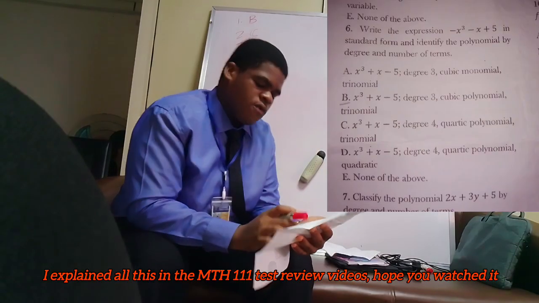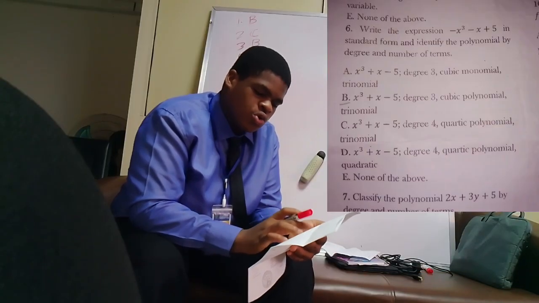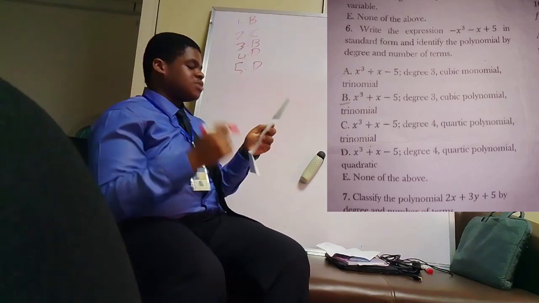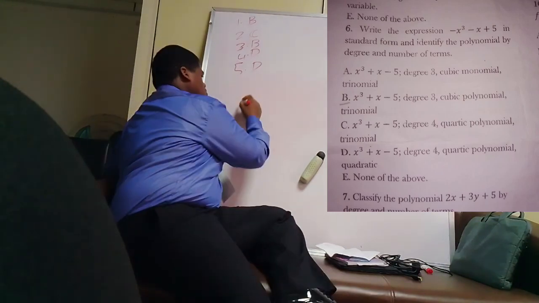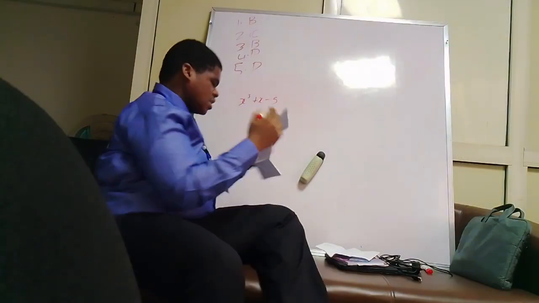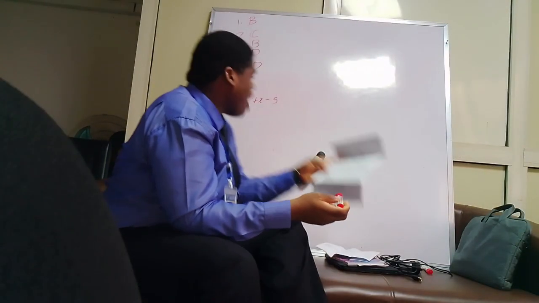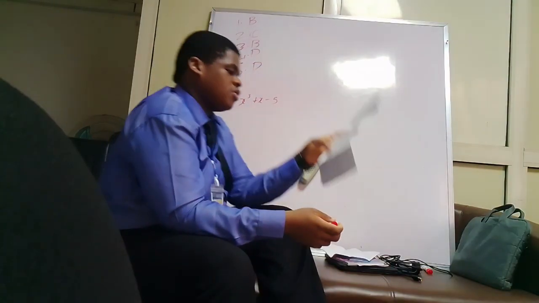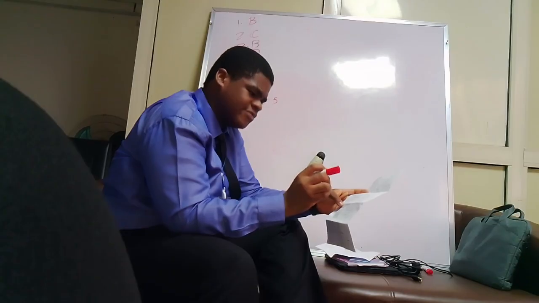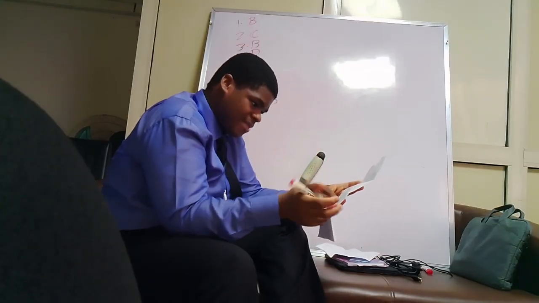To write it in standard form, it's already in descending powers of x. So the only thing we need to do is multiply by minus 1. We have minus x to the power of 3 minus x plus 5. If you multiply by minus 1, we have x to the power of 3 plus x minus 5. All the options here have x to the power of 3 plus x minus 5, so the only job you have in this question is to determine its degree and the number of terms.